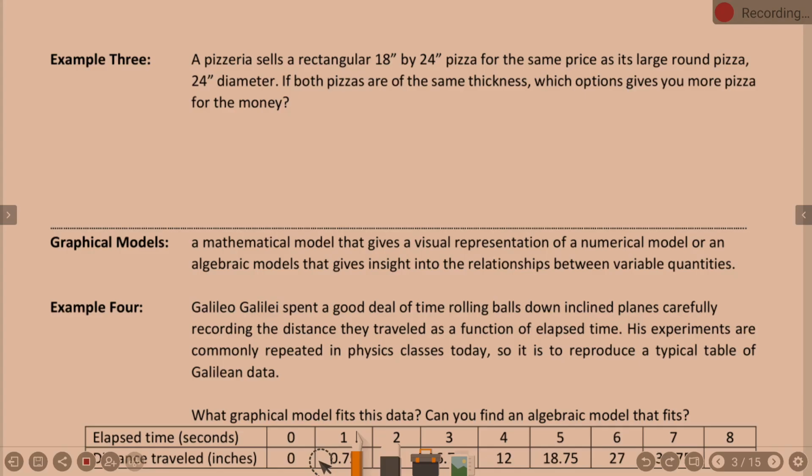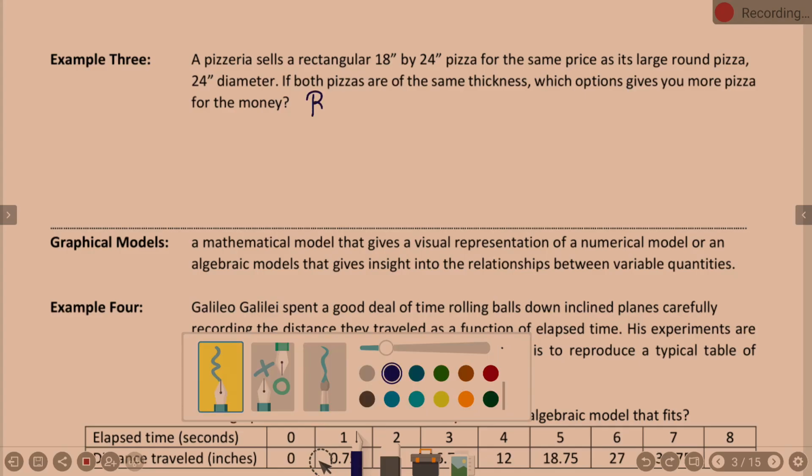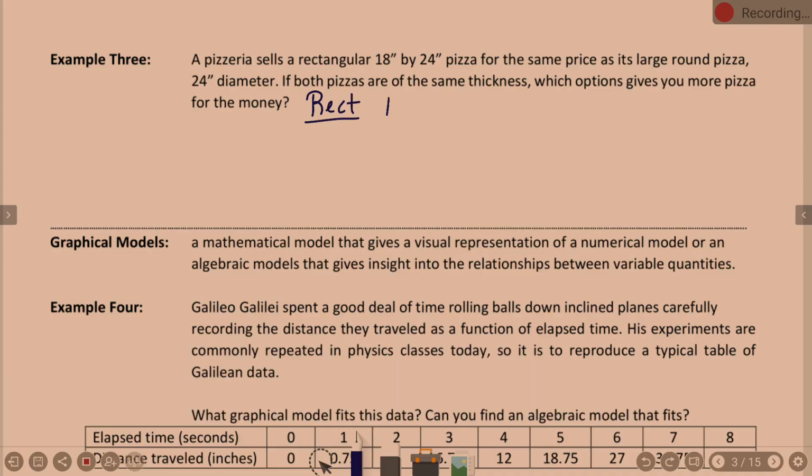And so what do we know? Length times width for the rectangle. The rectangle's the easy one. We know a rectangle is length times width. 18 by 24, which is 432. And that officially would be 432 square inches. That's a lot of pizza.